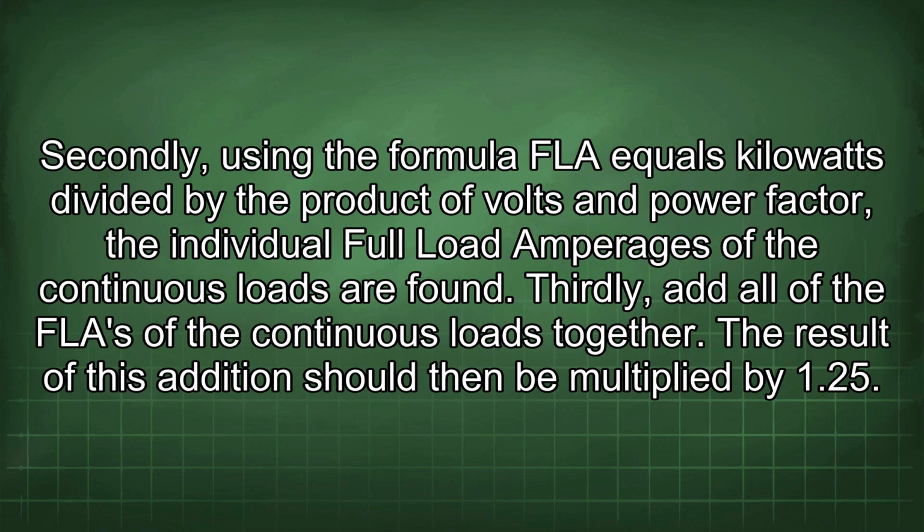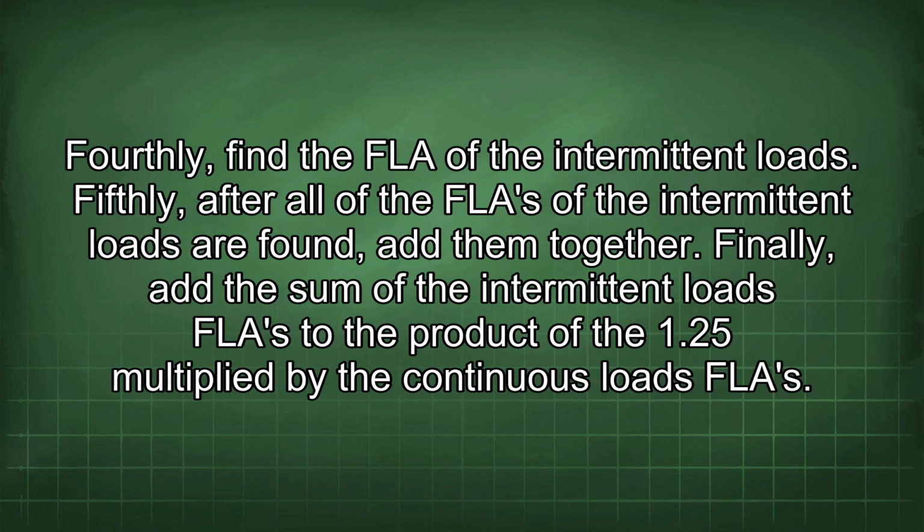Secondly, using the formula FLA equals kilowatts divided by the product of volts and power factor, the individual full load amperages of the continuous loads are found. Thirdly, add all of the FLA of the continuous loads together. The result of this addition should then be multiplied by 1.25. Fourthly, find the FLA of the intermittent loads. Fifthly, after all of the FLA of the intermittent loads are found, add them together.